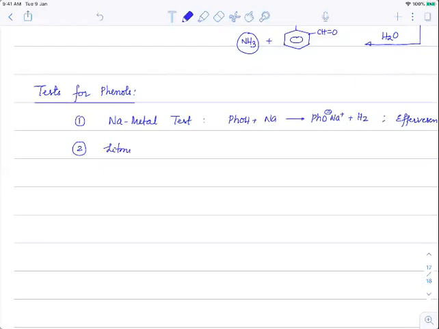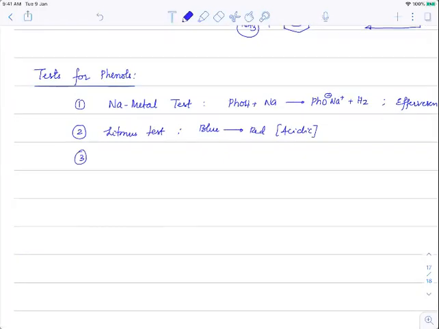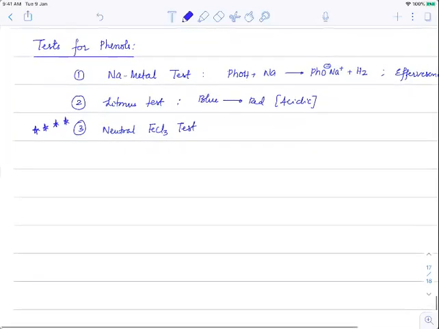Litmus test. Okay. So it will convert blue litmus to red, meaning it is behaving acidic. Next, neutral FeCl3 test. This one is very, very important for us. Okay. So basically, this is a test for enol. This is a test for enol. If any enol is present, there is a definite chance for color change here.